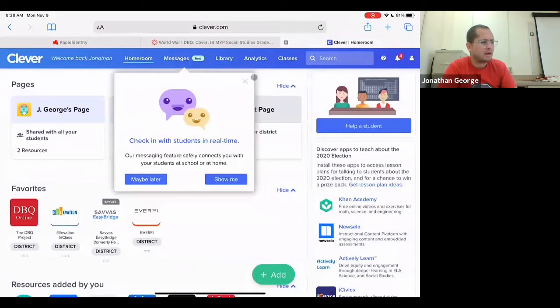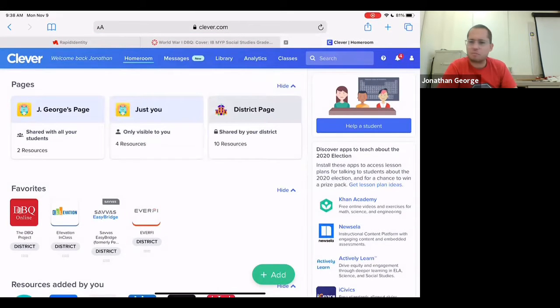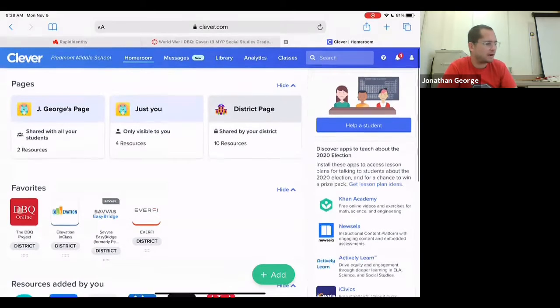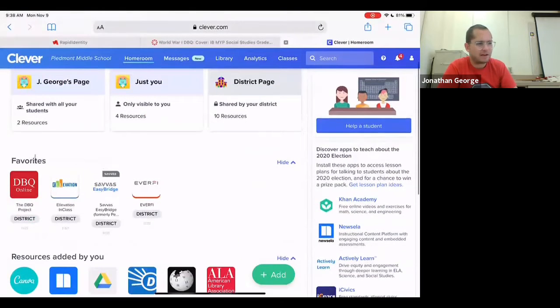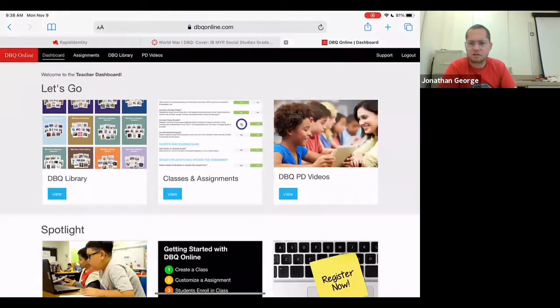Okay. And then DBQ project again is the red square. Yours may be down further. I put mine in my favorites section here. Good, good. Let me know once you're in the chat. I want to make sure we're all good here.